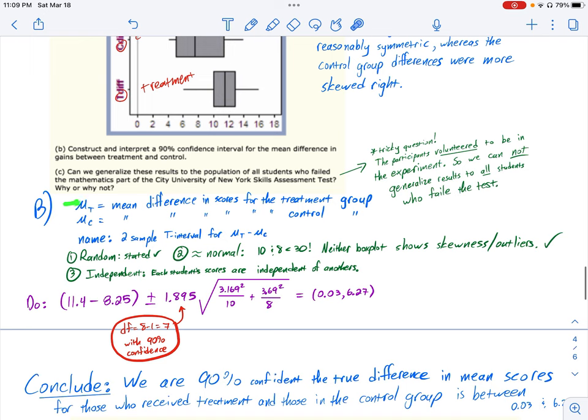Okay, part B says make a 90% confidence interval. All right, I define my variables. T is the mean difference in scores in the treatment group. C is the mean difference in the control group. Okay, the name is a two-sample T interval.